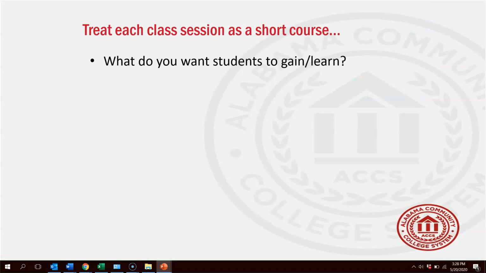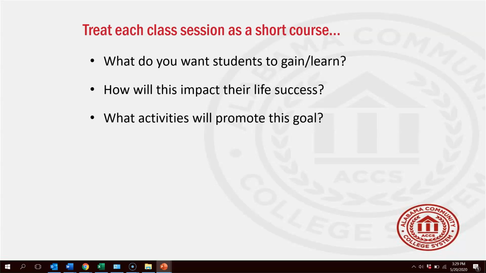So each class session, we should treat it like a short course. What do you want your students to gain from this particular lesson? It may be an entire class period, or it may just be that one 20-minute session of the class. And then the important question: how will this impact their life success? How is it relevant to them and their success?